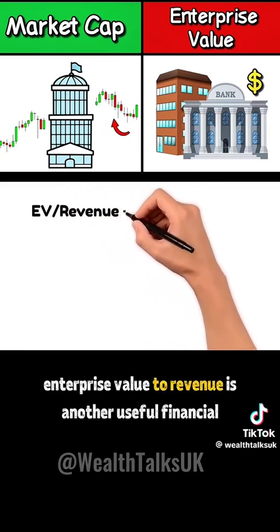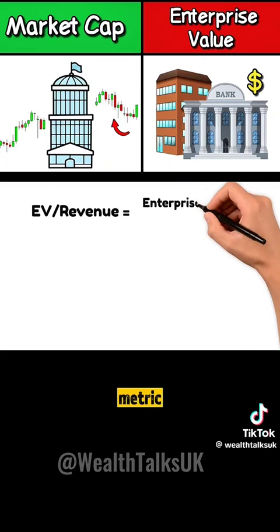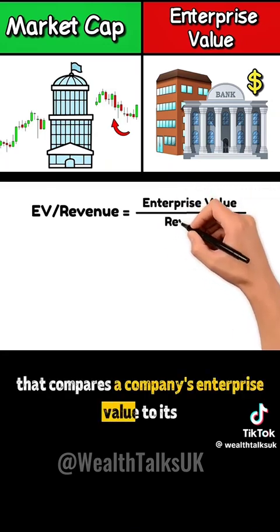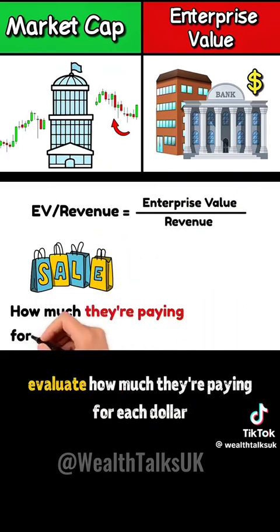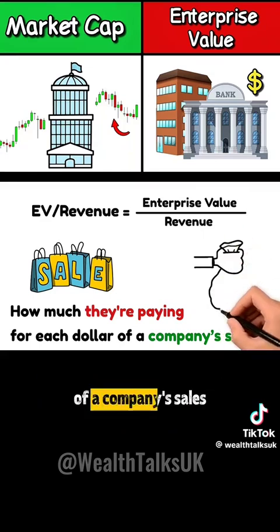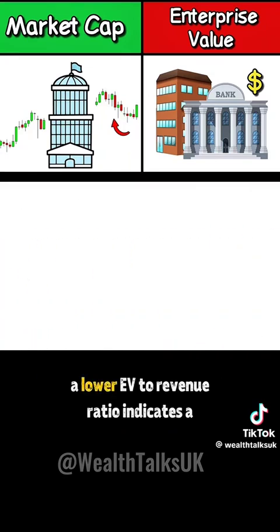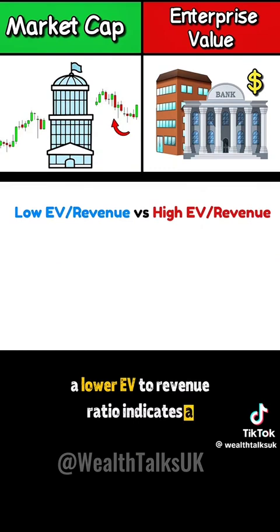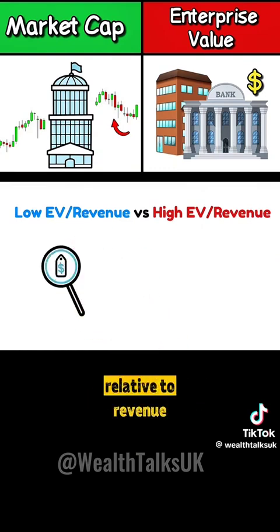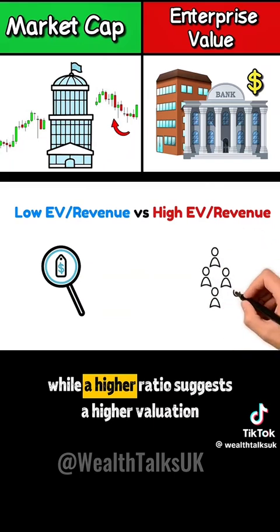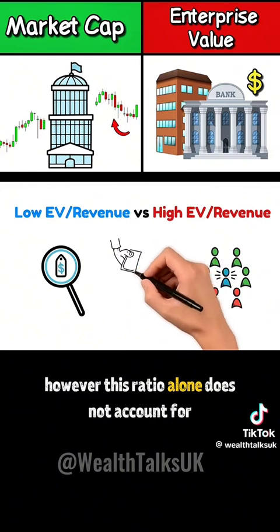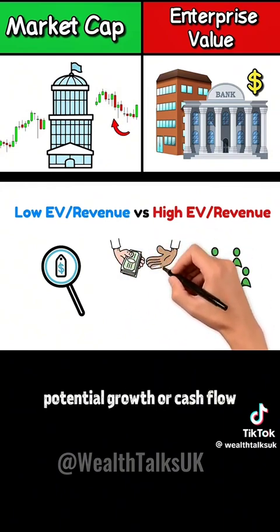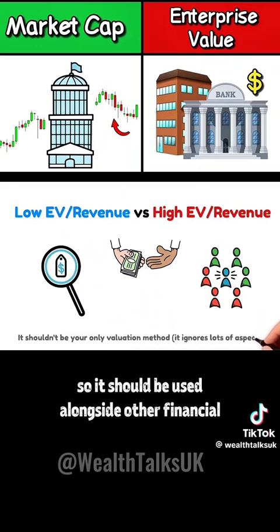Enterprise value to revenue is another useful financial metric that compares a company's enterprise value to its total revenue. This ratio helps investors evaluate how much they're paying for each dollar of a company's sales. A lower EV to revenue ratio indicates a lower valuation relative to revenue, while a higher ratio suggests a higher valuation per dollar of revenue. However, this ratio alone does not account for profit margins, potential growth, or cash flow, so it should be used alongside other financial metrics.